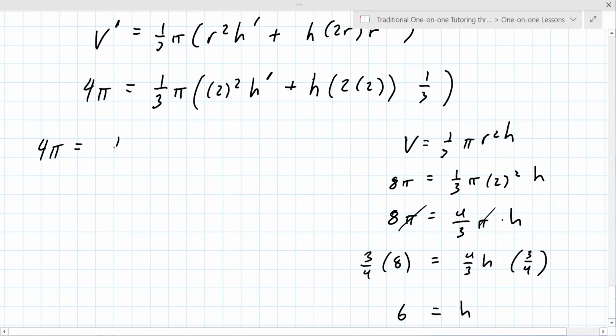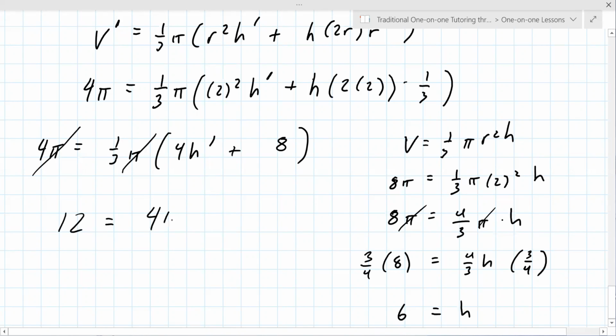So 4 pi equals 1/3 pi times 4h prime plus h, which is 6, times 2 is 4. 6 times 4 is 24. A third of that is 8. Okay. And then probably want to clear out this, like, see how the pi's cancel now? They go away. You can multiply both sides by 3. So you have 12 equals 4h prime plus 8. Subtract 8 from both sides. 4 equals 4h prime. H prime equals 1.